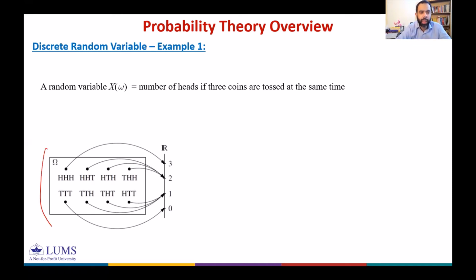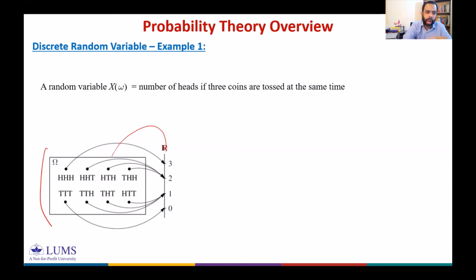And if I define a random variable, right? A random variable is mapping my sample space to the real line. And I've defined the random variable as the number of heads. And this number of heads is an uncertain quantity, right? You can have 2 heads, you can have 1 head, you can have 3 heads. You can have no head.